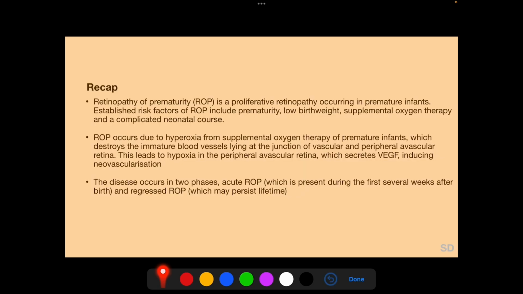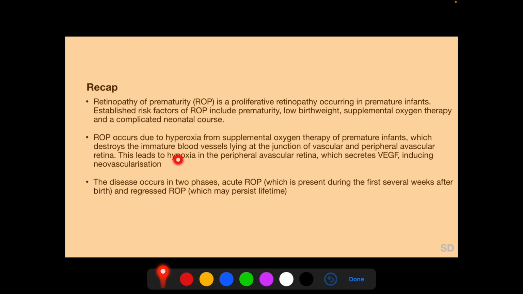To summarize, retinopathy of prematurity is a proliferative retinopathy occurring in premature infants. Established risk factors of ROP include prematurity, low birth weight, supplemental oxygen therapy, and a complicated neonatal course. ROP occurs due to hyperoxia from supplemental oxygen therapy of premature infants, which destroys the immature blood vessels lying at the junction of the vascular and peripheral avascular retina.